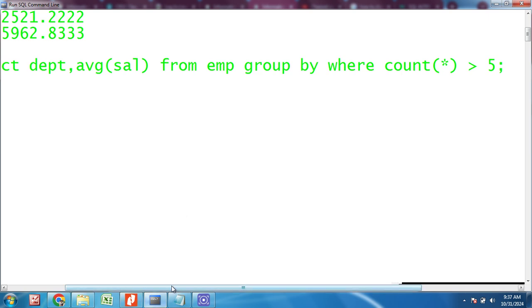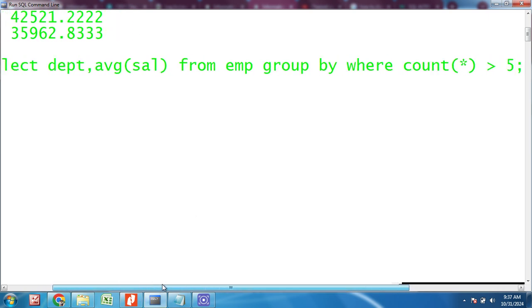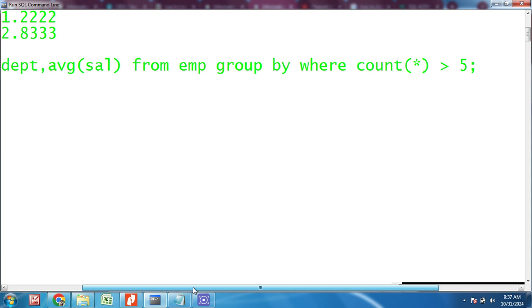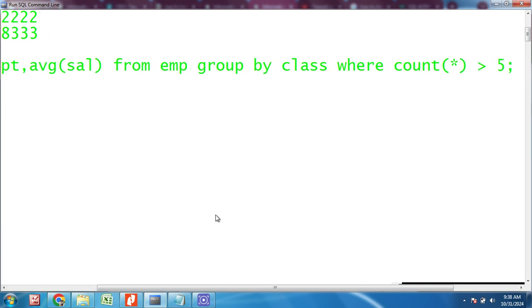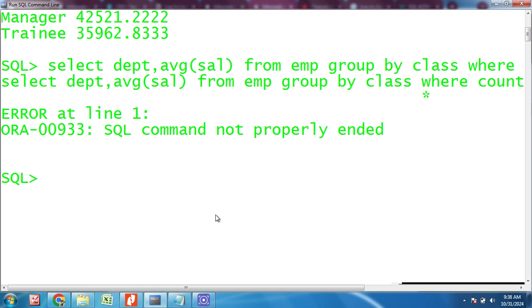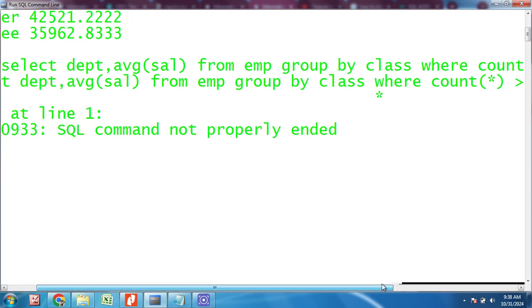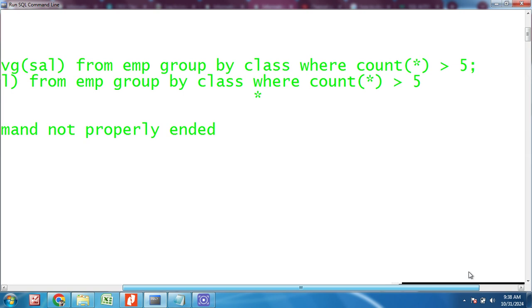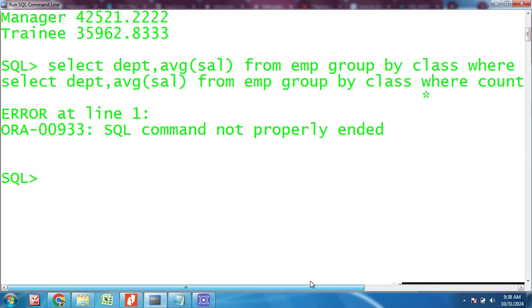Okay, so write the command: select DEPT, average salary from EMP group by DEPT where count asterisk is greater than 5. Okay, so this will again give me an error, SQL command not properly ended. So this is also giving me an error. This is not a proper way to write the command.